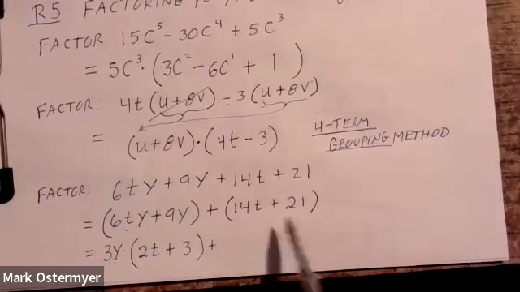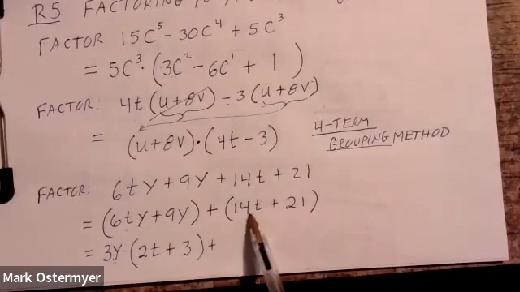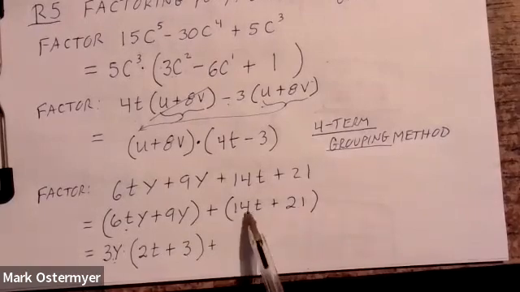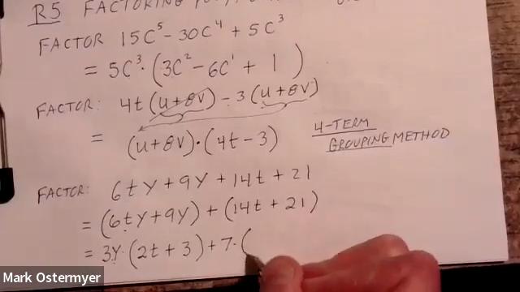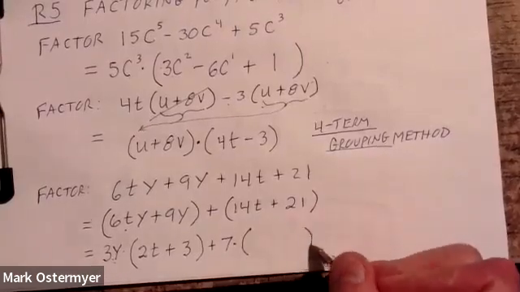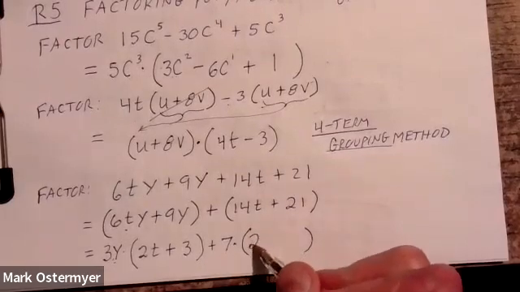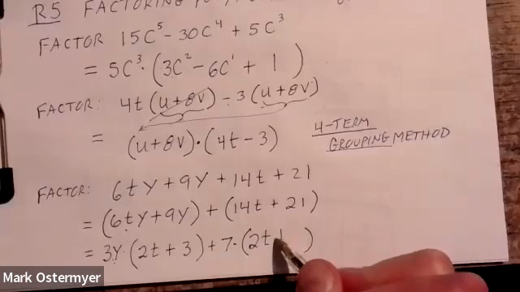Plus, now we shift our attention to the last 2 terms. What can I factor out of 14t and 21? I can factor out what out of both these terms here? 7. A 7? I can factor out a 7. And when I factor out a 7, I leave behind what? 2t plus 3?